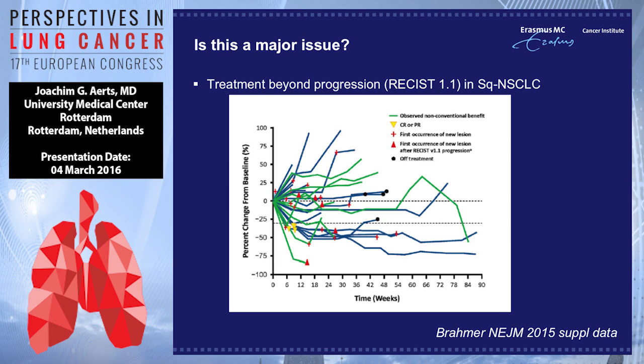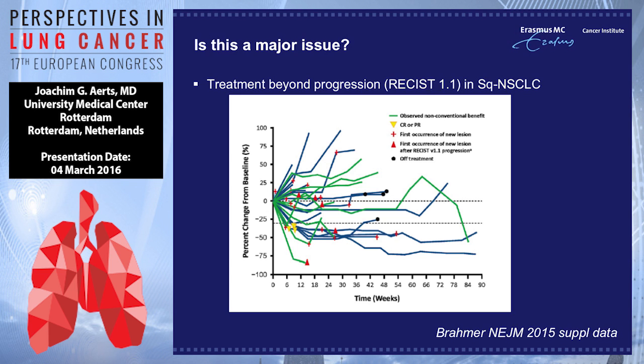And the question is whether this is a major issue in patients treated with PD-1, PD-L1. And this is from the squamous cell paper from the supplementary data. And it took me quite a while to get through these figures. But what you see here is that these are patients who are treated beyond progression. So these patients were having a progression of disease. And when they had a progression of disease, that was set at 0 again. And these patients were allowed to be continued on treatment in the trial. So when they had a RECIST progression of disease, they were allowed to continue on treatment.